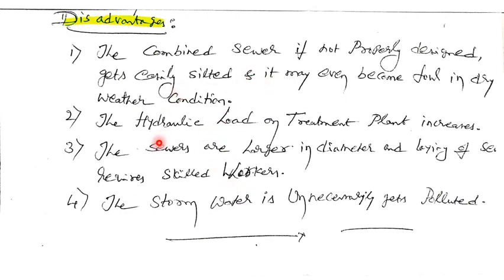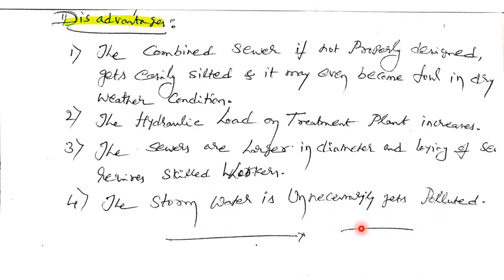Like this, okay. See, now the hydraulic load on the treatment plant increases by providing a combined sewerage system. It will increase the load on the sewage treatment plant. See, okay, and then the sewers are larger in diameter, and the laying of sewers requires skilled laborers. Remember it. The laying is also very difficult, because since they are of very large diameter, laying is also a problem.